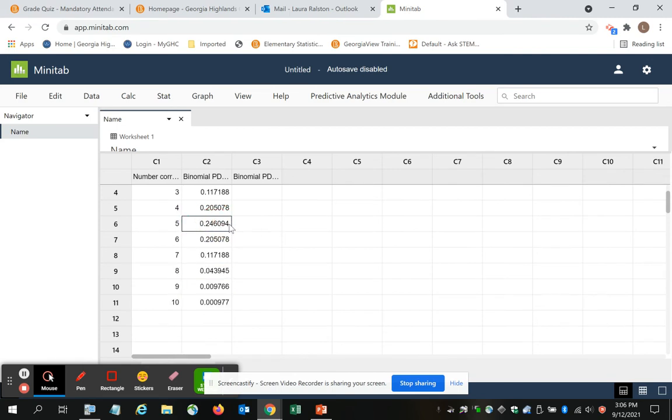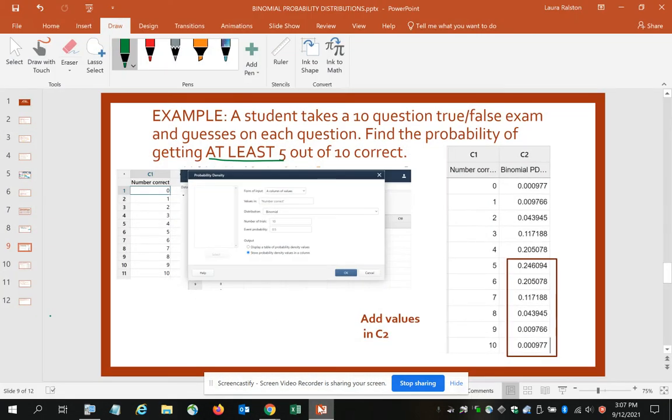So I highlight my numbers, 10, 9, 8, up to 5, and copy those if it'll let me. Well, Minitab's being difficult, but you can get it to work. Copy those over into the spreadsheet and let Minitab do it for you. For me, it might be just as easy to do it by hand, so let me get my calculator.